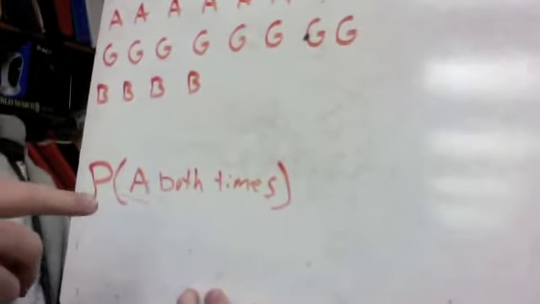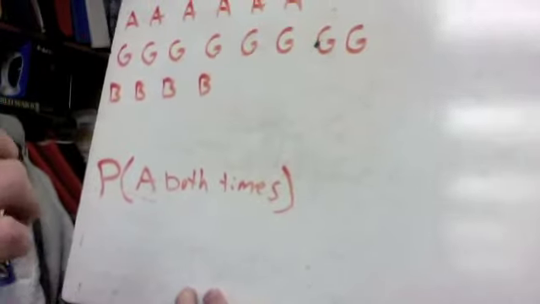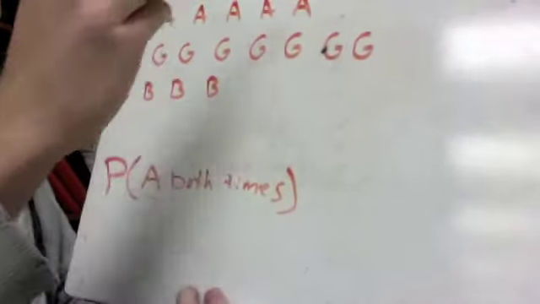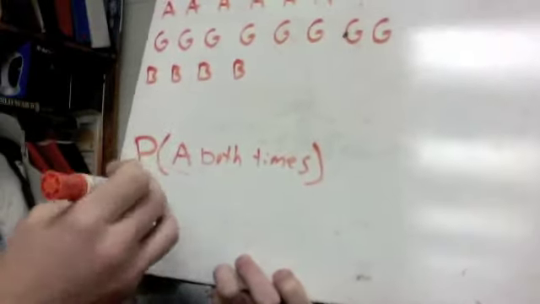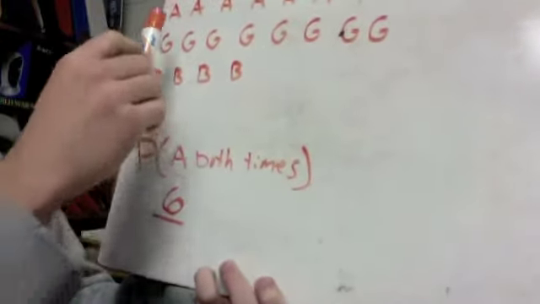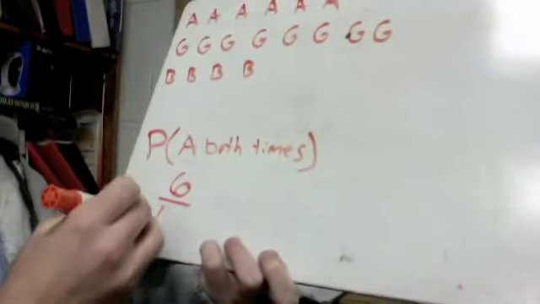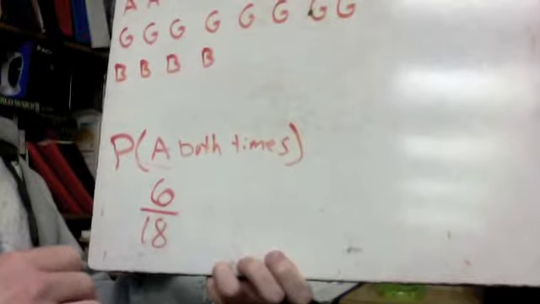So they want the probability of an Argyle sock both times. Okay, so here's what we got. We have 1, 2, 3, 4, 5, 6 Argyle socks the first time we draw out of the drawer of socks. Out of possible 6, 12, 13, 14, 15, 16, 17, 18 socks. Okay, so we have a 6 out of 18 chance of getting an Argyle sock the first time.